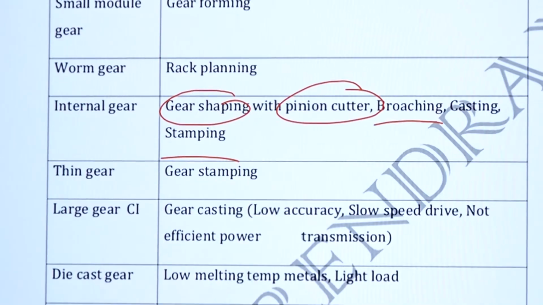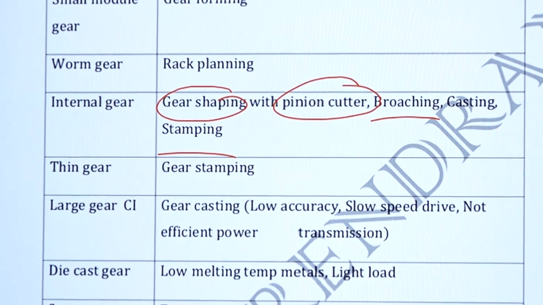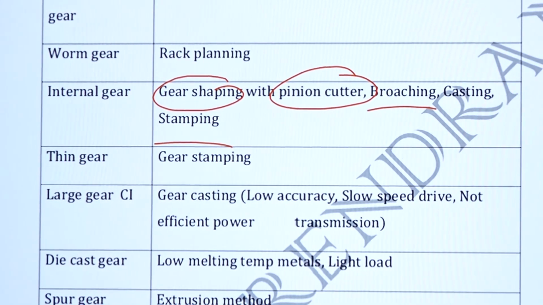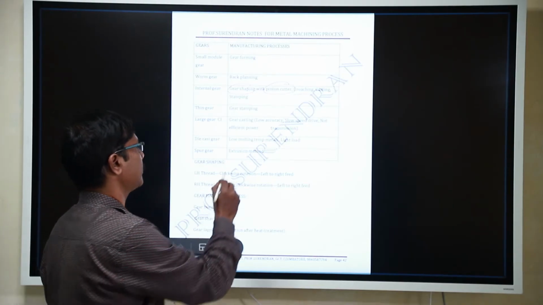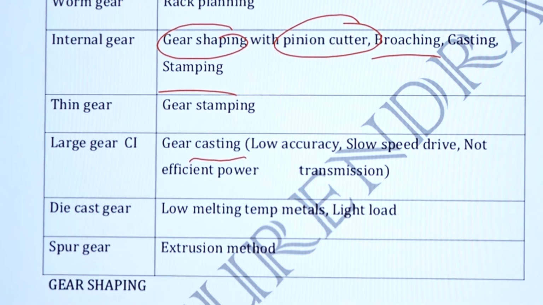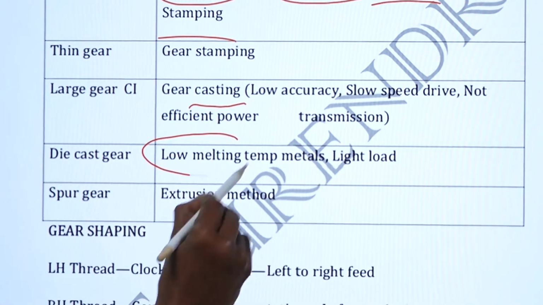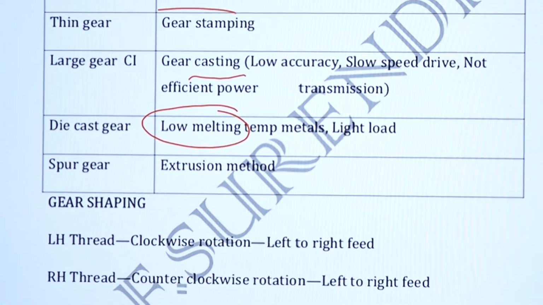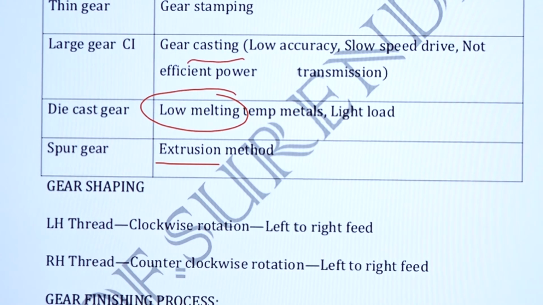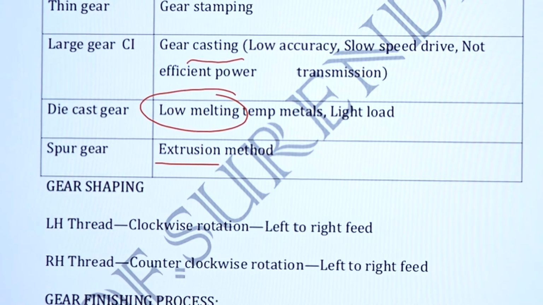For thin gears, when the gear is very thin, we can go for gear stamping. For large gears, gear casting can be used. Die cast gear is suitable only for low melting temperature metals, and spur gear can be produced by the extrusion method. So these are the different processes by which different gears can be produced.